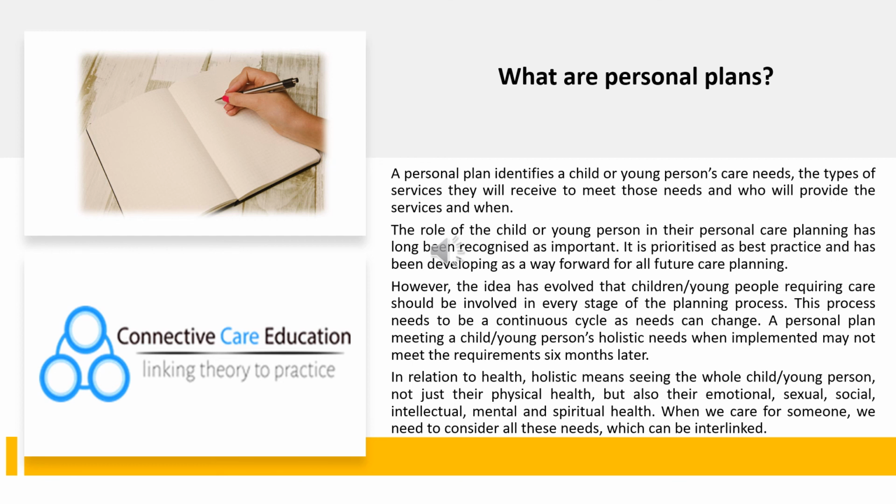However, the idea has evolved that children and young people requiring care should be involved in every stage of the planning process. This process needs to be a continuous cycle as needs can change. A personal plan meeting a child or young person's holistic needs when implemented may not meet the requirements 6 months later.